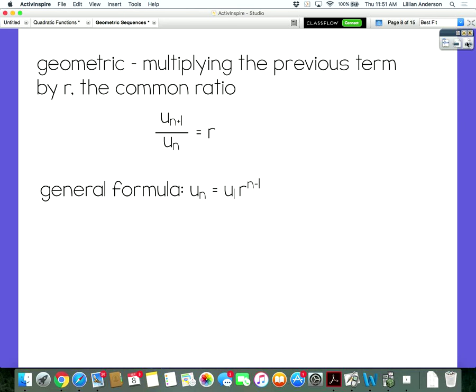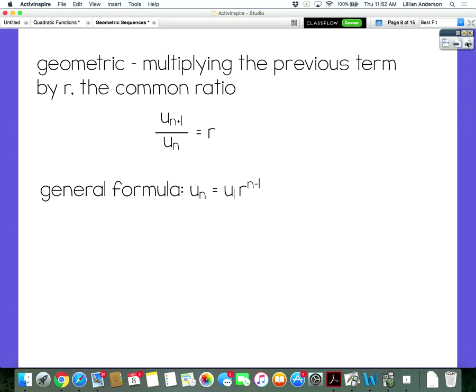Like arithmetic, you were adding a common difference every time, and you were subtracting to show that something's arithmetic. Geometric is the opposite. You're multiplying the previous term by a number. To show it's geometric, you're dividing. Okay? Exact opposite. And you have your general formula, u sub n equals u sub 1 times r, all raised to the n minus 1.